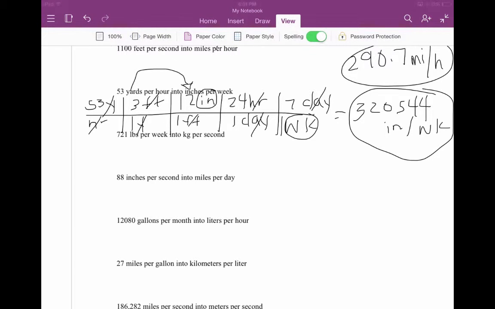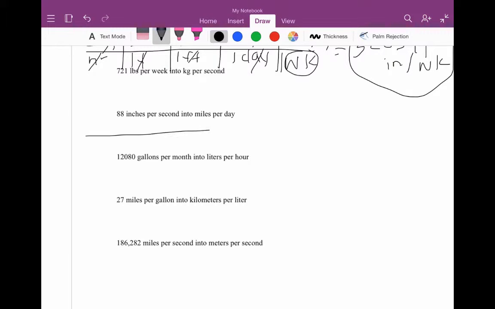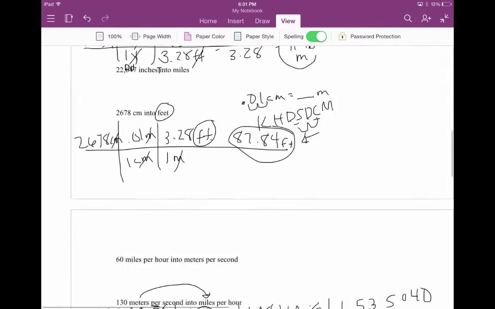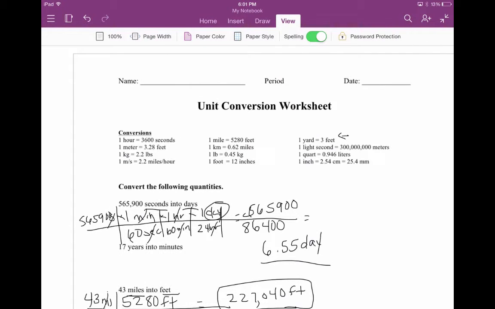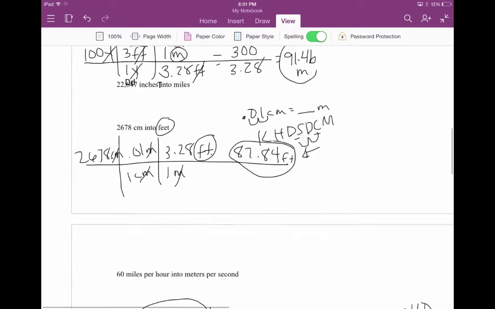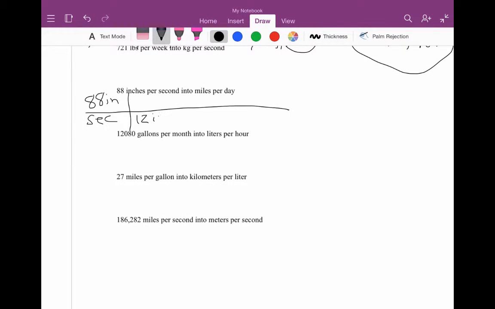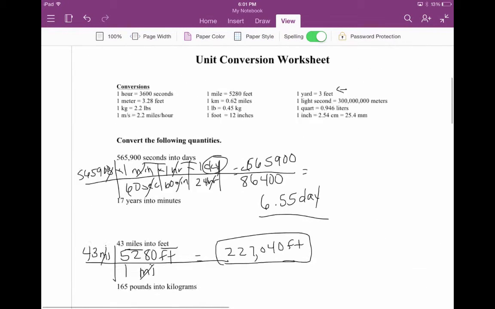Let's do another one. 88 inches per second in 2 miles per day. T-chart. 88 inches per second in 2 miles per day. We need to go from inches to miles. Looking back up at our conversion factor, inches into miles. So we're going to have to turn our inches into feet to get miles. So we have 12 inches per 1 foot. Our inches will cross out, and then we can put in this conversion factor.